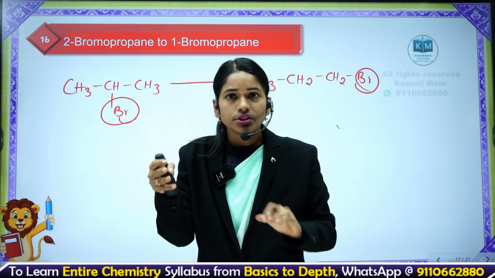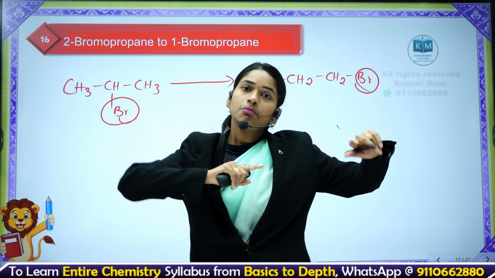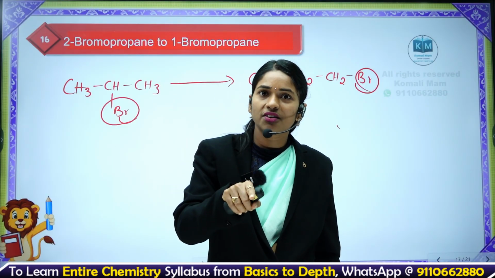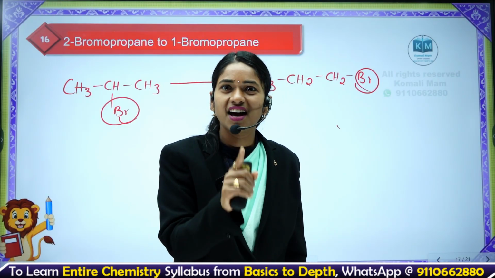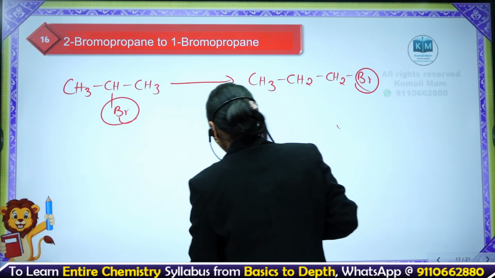Use alcoholic KOH, remove H and Br. Next step is, first position you want Br, means what rule should you follow? Anti-Markovnikov's rule. Then which is the reagent? HBr in the presence of peroxides. Very good. Come on. Tell me, students, tell me.